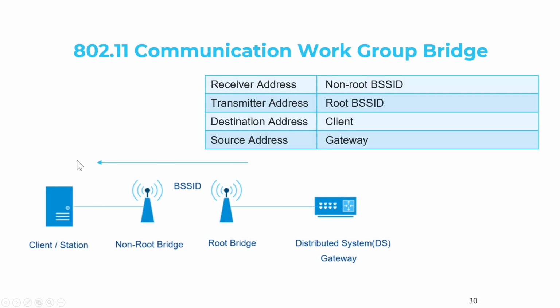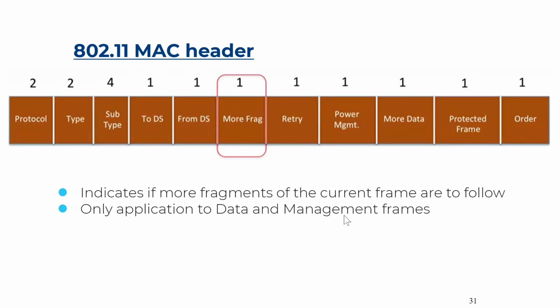Now let's look at the reverse. If the packet was coming from the distribution system to the client, receiver address will be the non-root bridge. Transmitter, root, destination, client, source, gateway. All 4 got used again. Let's get back to the frame again.